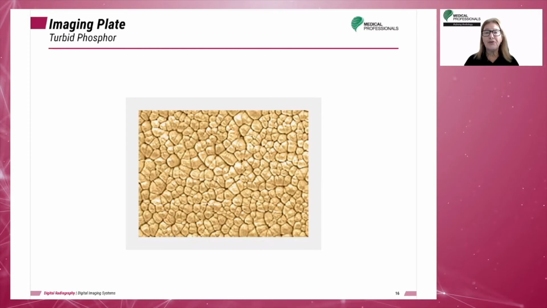They are termed turbid due to their crystal structure, and this structure has some drawbacks. There is a decrease in spatial resolution with turbid phosphors because light emission is in all directions, causing more spreading of the lines making up the image, which increases the penumbra, or the unsharpness of the image.